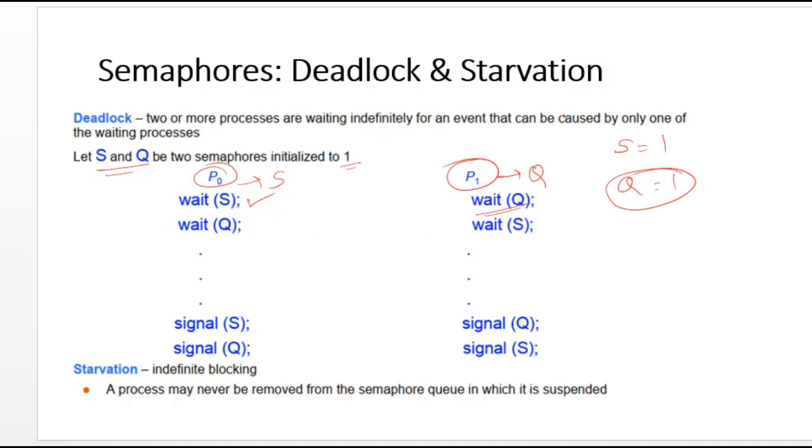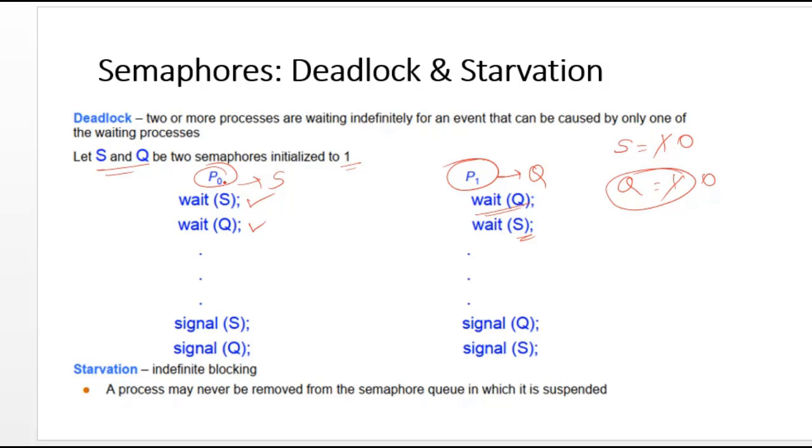When P0 gets hold of S, it decrements it by 1 to 0. When P1 gets hold of Q, it decrements the Q value by 1, which becomes 0. Now process P0 is wishing for semaphore Q. Is it available? No, because the Q value is 0, it has already been acquired by process P1. At the same time, P1 is wishing for acquisition of semaphore S. Is it available? No. Already S is acquired by process P0.